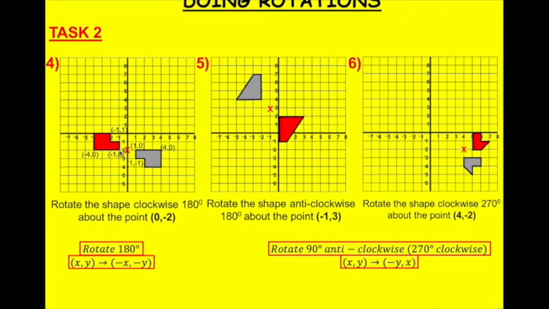Again, we counted from the center of rotation. Here we have (4, -2). Again, we counted from the center of rotation: 1, 2, 3, 4 to the right, that means positive, and then 2 units down. Based on this rule, it becomes (-4, 2). And same thing with the others. You can check those later on.